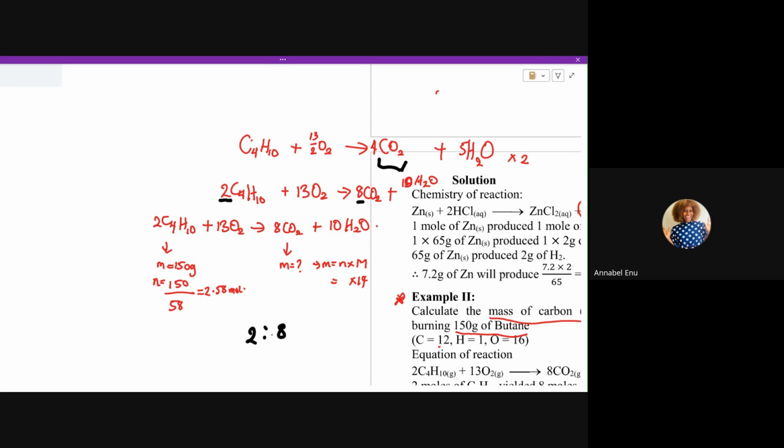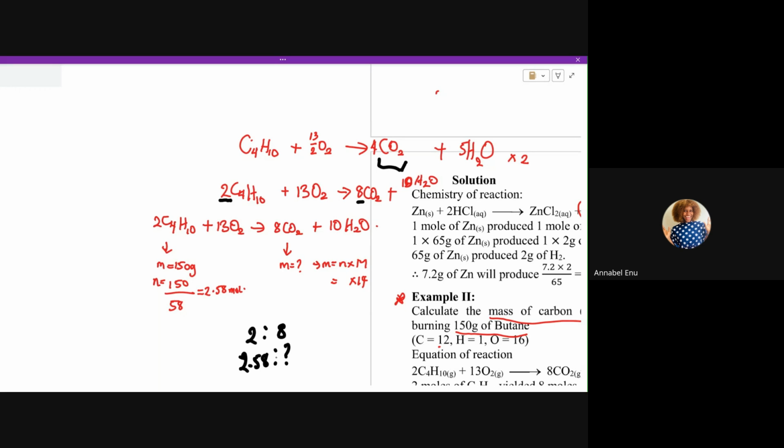direct relationship with number of mole, it now means that 2.58 number of mole of butane will give us how many of CO2. So this is the relationship. It's just like saying if 15 naira gives us 2 biro, it means 100 naira will give us how many biro, or 150 naira, or 120 naira will give us how many biro. So that's what the relationship is there. There's a direct relationship.